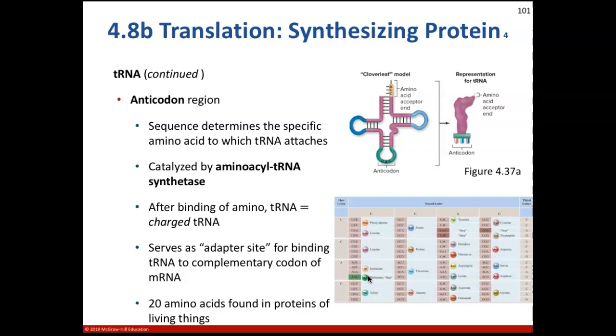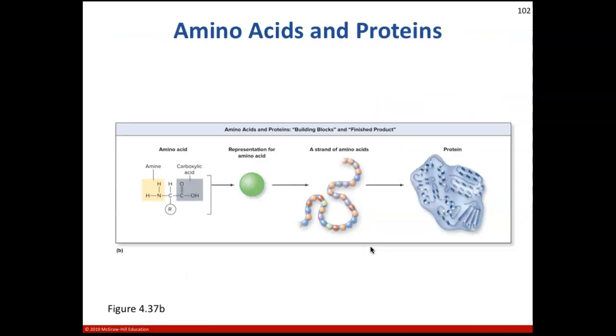And this is all catalyzed by an enzyme known as aminoacyl tRNA synthetase. After binding of an amino acid, that tRNA is a charged tRNA. It's going to serve as an adapter for binding the tRNA to the complementary codon of mRNA. And also we have 20 amino acids found in proteins of living things.